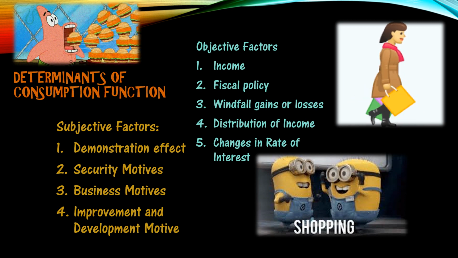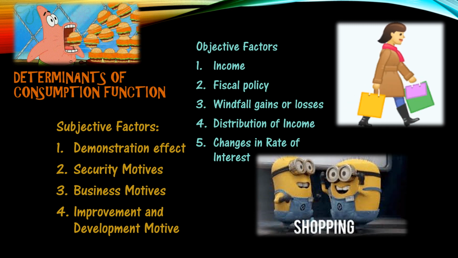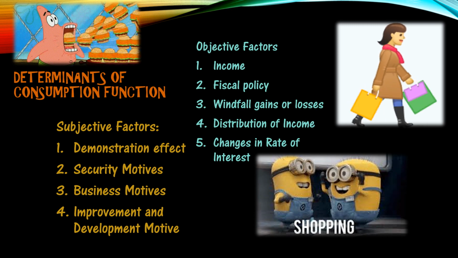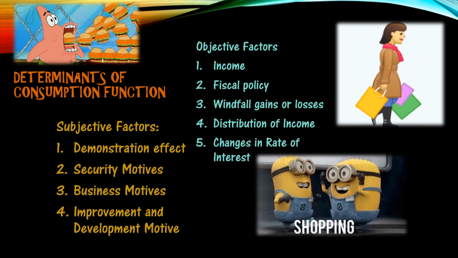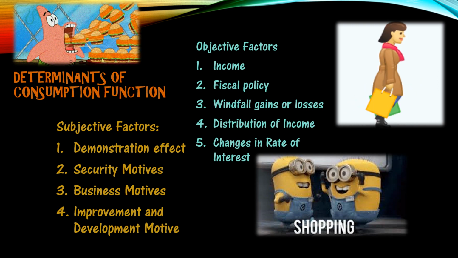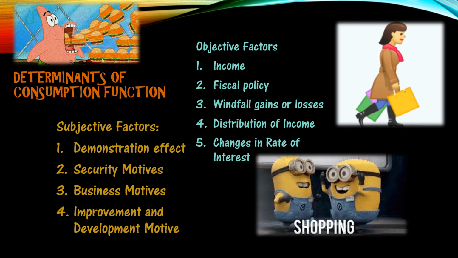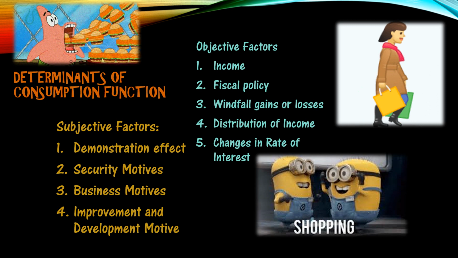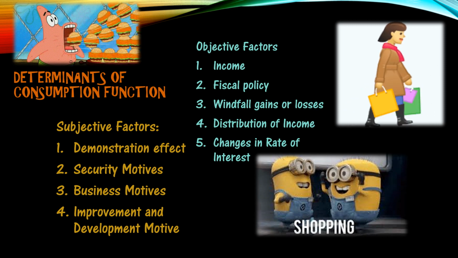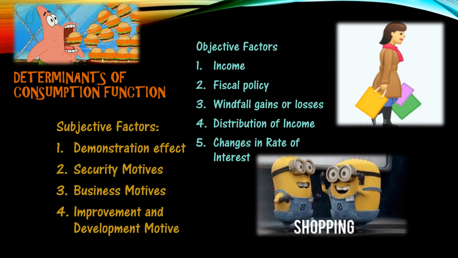Lastly, there is the improvement and development motive. Usually people have a tendency that when their income increases, they focus on improving their economic or social status. In such cases, people would save more because they would be thinking of purchasing property in future, a home or jewelry, which could increase their social status. And coming to the objective factors, the first one is income or the wage rate. If the wage rates in the economy collectively increase, there is an increase in consumption and savings also.